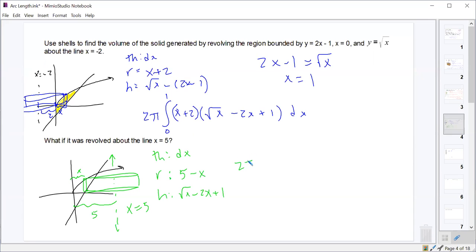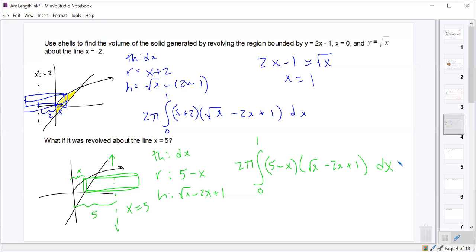And so this one should be 2 pi times an integral from 0 to 1 of 5 minus x, root x minus 2x plus 1 dx. Good or no? Perfect. Cool. So on some occasions, there will be issues with maybe converting one function into the other variable to do it using shells or using disks or washers. And so if that's the case, if it's difficult to do that, you can always just flip and use the other method. So you can always interchange between the two. Generally, both methods will work, but on some rare occasions, one method might not work, and so it's helpful to know the other method.